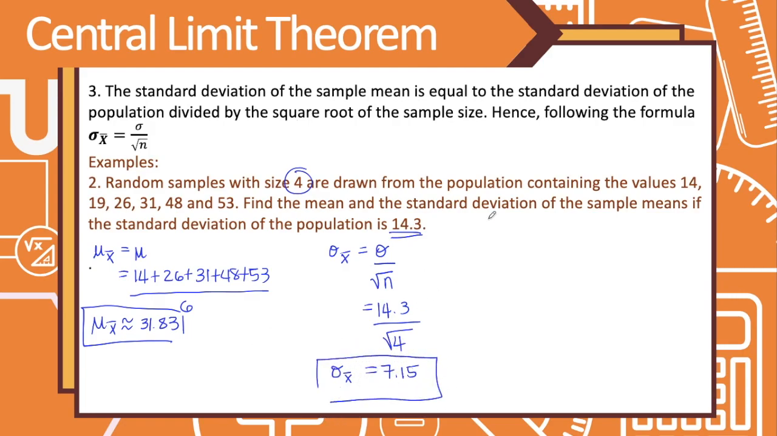So we are not asked to get the variance, but if we were getting the variance, we just have to get the square of 7.15. Okay, so this is the mean of the sample means, 31.83, and the standard deviation of the sample means is 7.15.